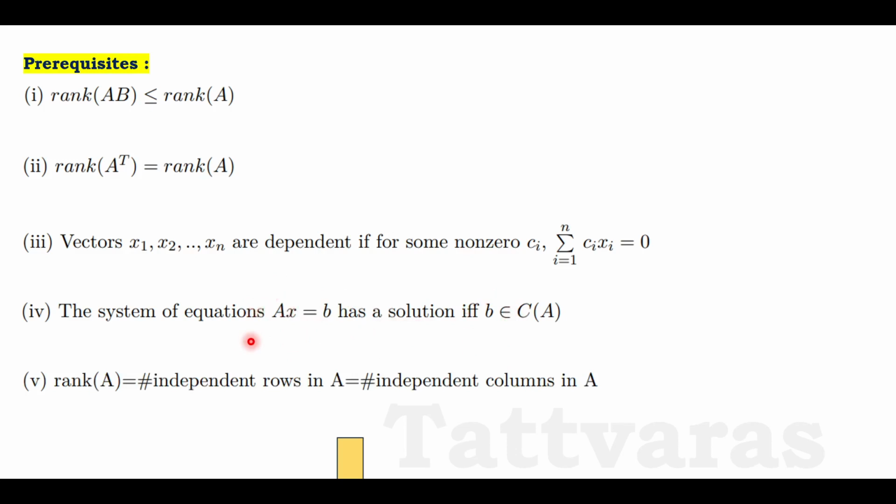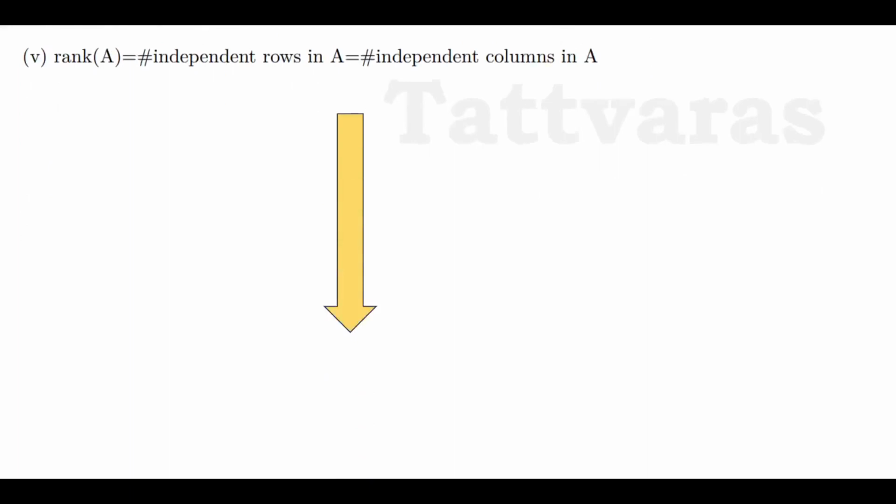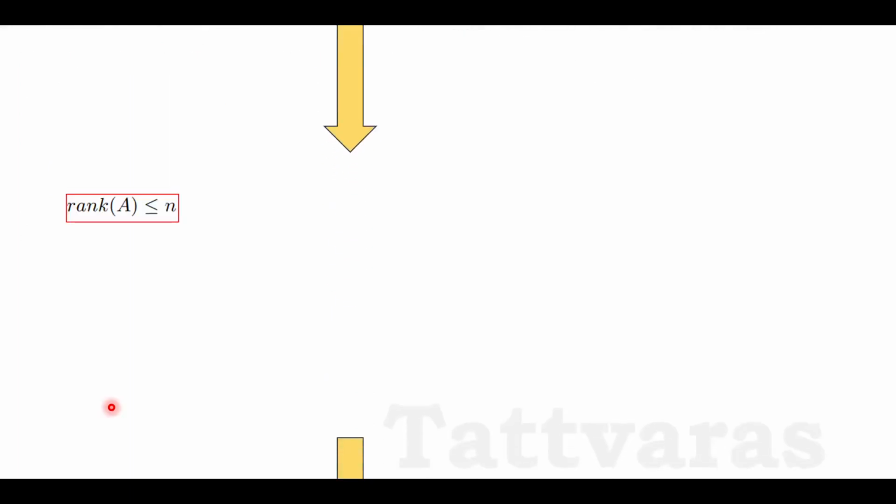Okay. The last one is that rank of A is the same as the number of independent rows in A, which is the same as the number of independent columns in A. So these 5 are the basic results that we are going to use. So the first thing that we can say is rank of A is less than or equal to n. Why? Because the number of columns in A is n, and rank of A is the same as the number of independent columns in A by the last result that we just stated. So rank of A will also be less than or equal to n.